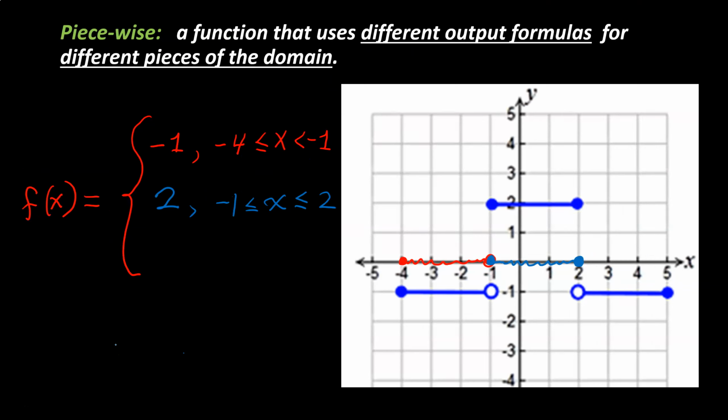Third piece, we would say this function is also defined as from 2 to 5, closed interval, defined as -1, again, for x in between 2 and 5, including the endpoint 5, right?